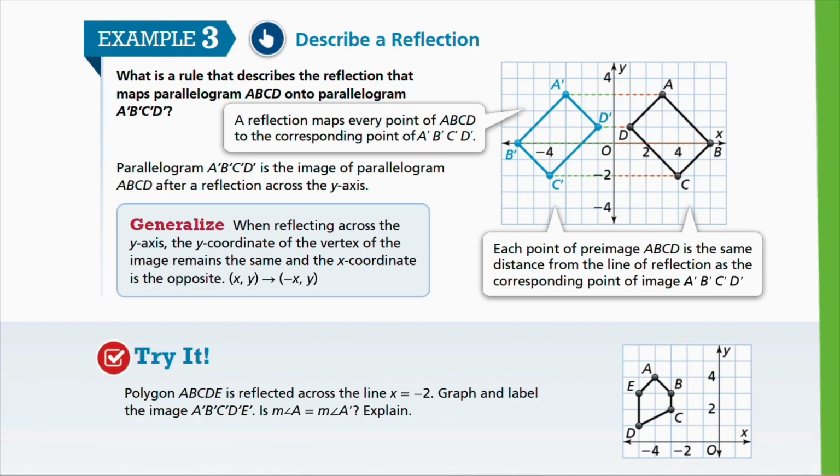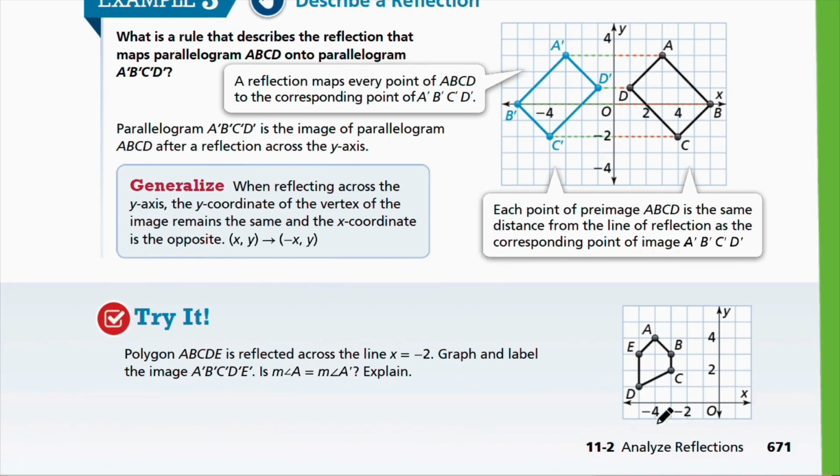Describe a reflection. What is a rule that describes a reflection that maps parallelogram ABCD onto parallelogram A'B'C'D'? The parallelogram is an image. A', D', B', C', they're all on the opposite side of the y-axis, the same distance from the y-axis. Let's go try it. Polygon ABCDE is reflected across the line x = -2. So we have a different line. Graph and label the image.